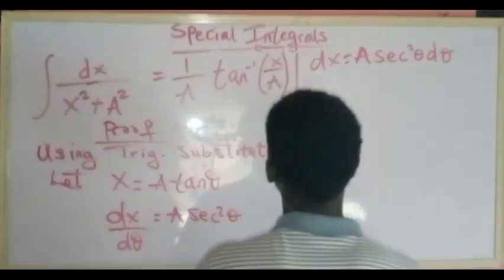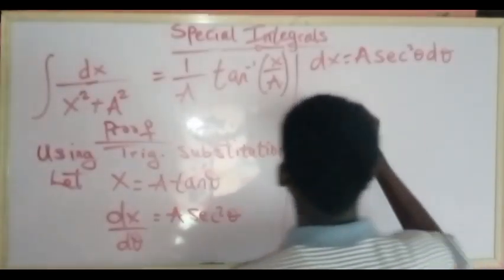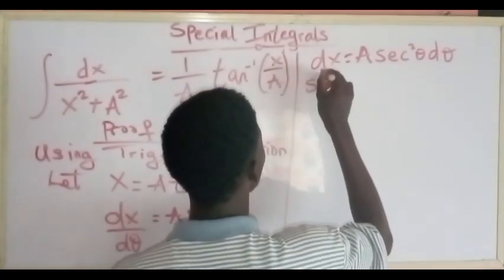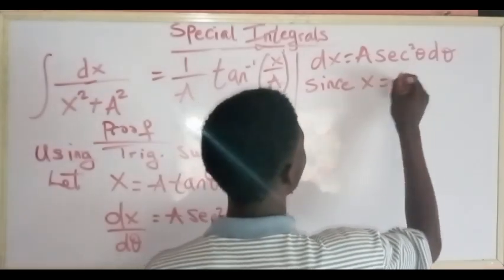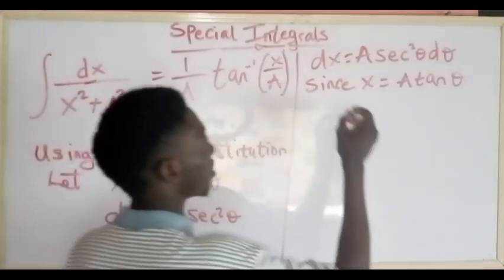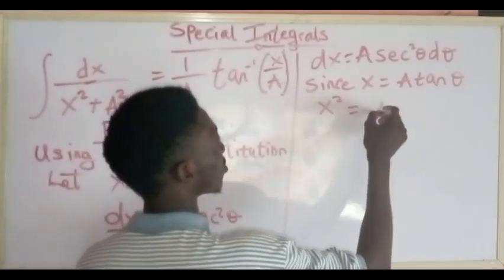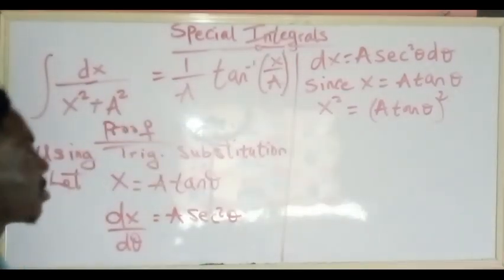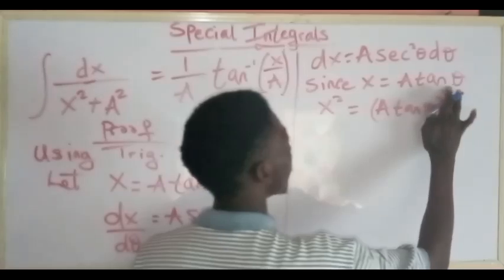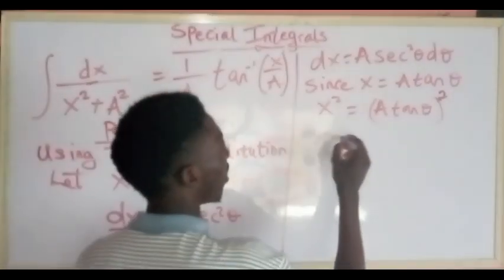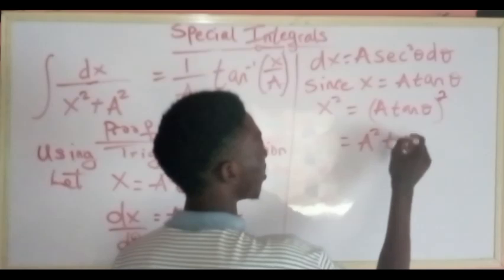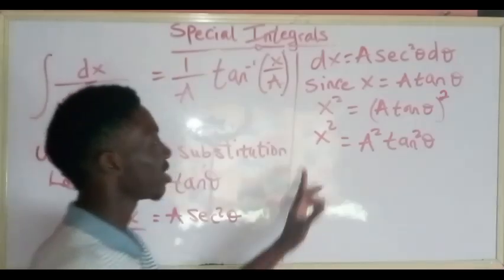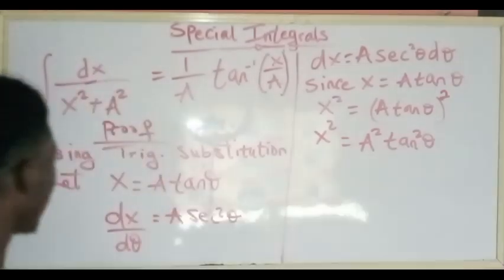The next thing I'll be doing is finding the x squared. I know my x is equal to a tan theta, and that means my x squared will be equal to a tan theta all squared. So my x squared is equal to a squared tan squared theta. You can see I have that there already.